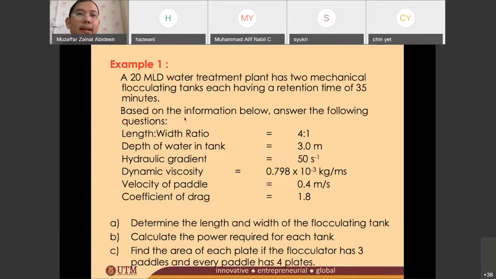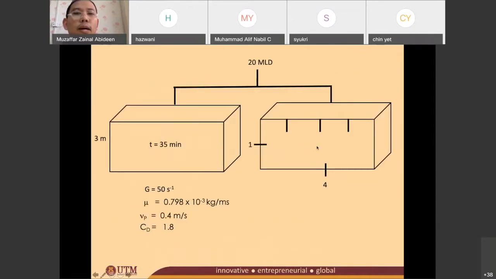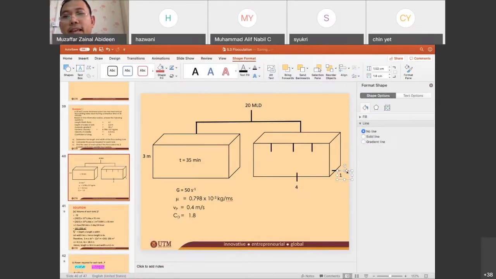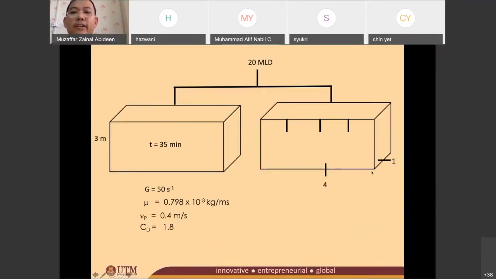I have already extracted whatever information you got from example one into a figure. Okay, you have two tanks. So you have the Q, which is the flow rate, 20 MLD, and that's divided into two mechanical tanks. Okay, this is wrongly labeled. The width and the length should be here, not here. Please forgive me. The ratio between the length and the width is 4:1.